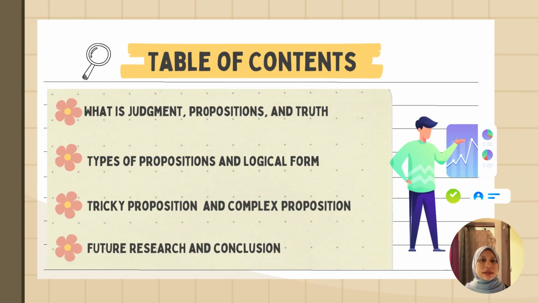Okay, this is our table of contents. We will discuss what is judgment, proposition and proof. Next, types of propositions and logical form. Next is tricky proposition and complex propositions. And the last one is about future research and conclusion.